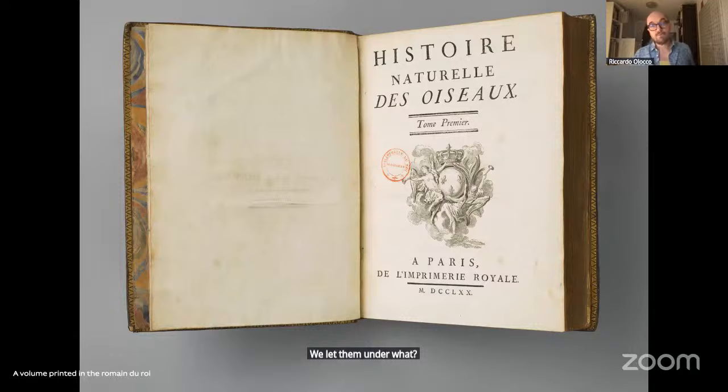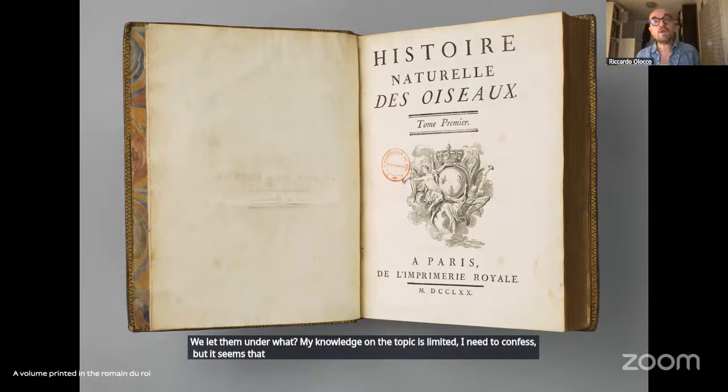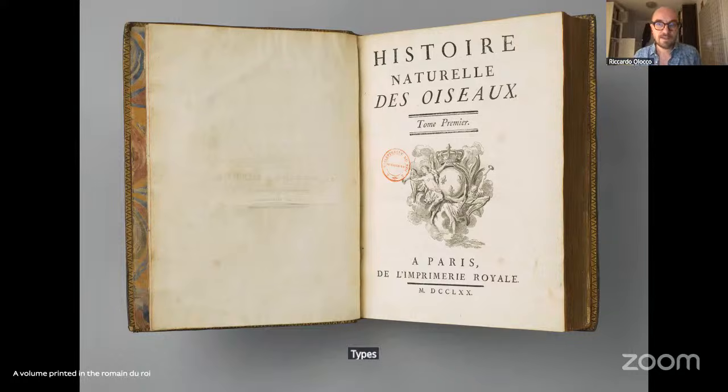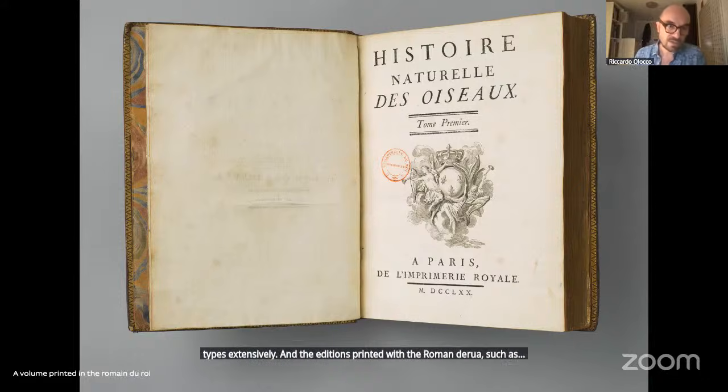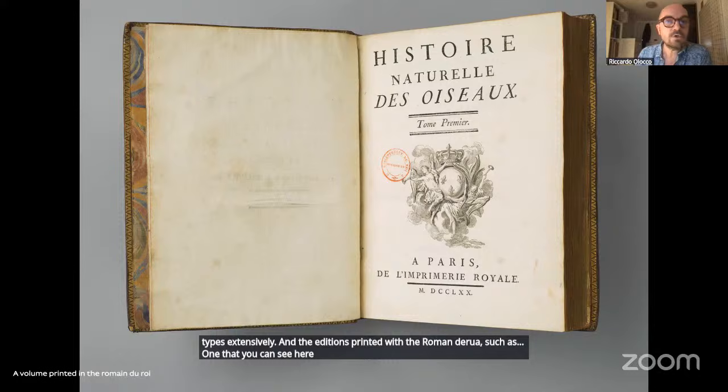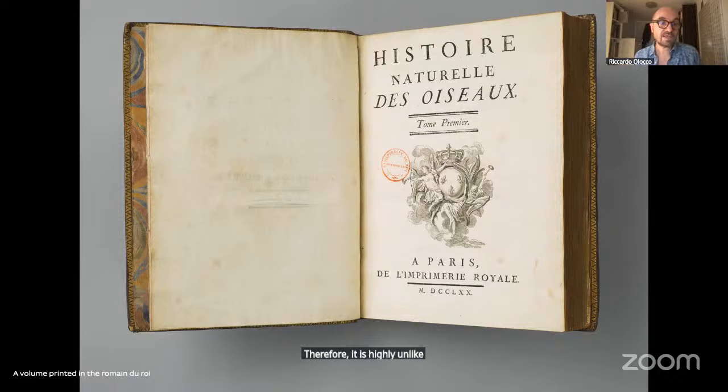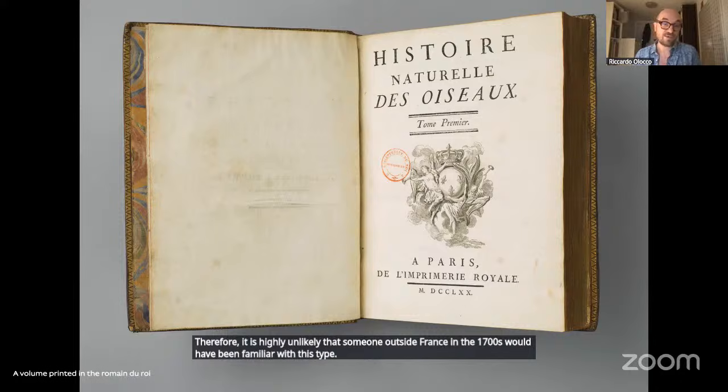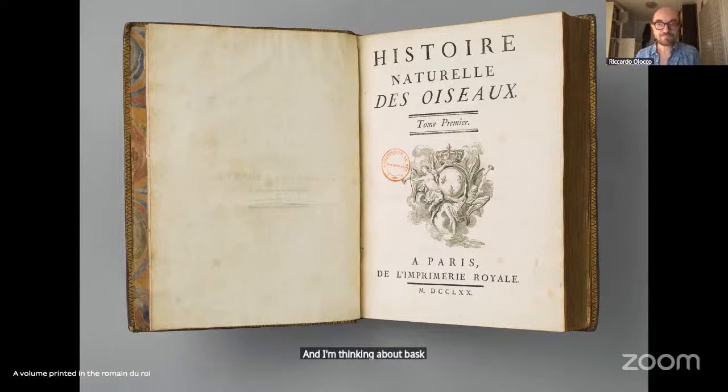My knowledge on the topic is limited, I need to confess, but it seems that the Imprimerie Royale did not use the types extensively. And the editions printed with the Romain du Roi, such as one that you can see here, were neither numerous nor particularly influential. This is what I gathered. Therefore, it is highly unlikely that someone outside France in the 1700s would have been familiar with this type. And I'm thinking about Baskerville and Bodoni, for example.